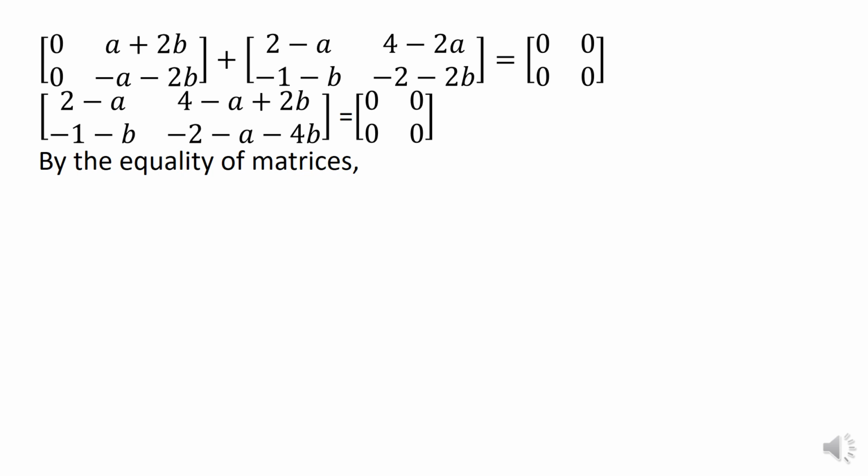That means 2 minus a on the LHS is equal to 0 on the RHS. Thus we write 2 minus a is equal to 0. Similarly, minus 1 minus b also is equal to 0. Now from 2 minus a, we get the answer for a, which is 2 by solving it. And from minus 1 minus b, we get the answer for b. Thus we find the answers for a and b in this case.